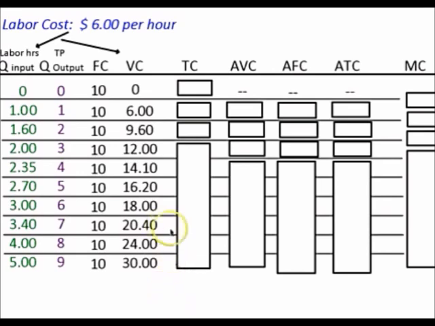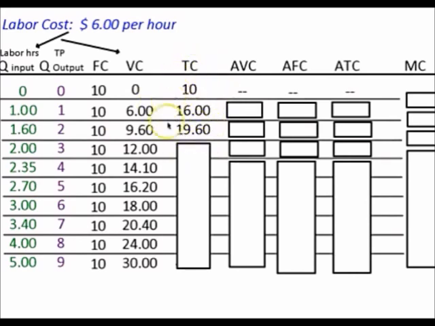All right, the next thing we want to do is calculate total costs. Well, total cost is fixed cost plus variable cost. So at a 0 level, fixed cost is 10, variable cost is 0, which means your total is 10. 10 plus 0 is 10. 10 plus 6 is 16. 10 plus 9.6, 19.6.